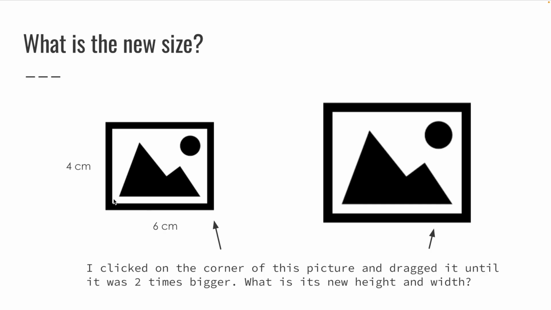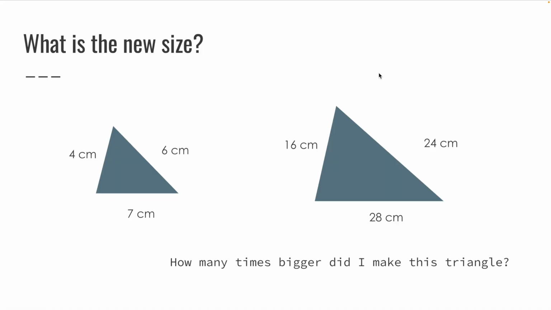So if it originally was 4 centimeters by 6 centimeters, and I dragged it and made it 2 times bigger, what is its new height and width? If we're looking at triangles here, you can see my original size of the triangle, and I dragged the corner, made it bigger, and this is the new measurements. How much bigger did I make this triangle?